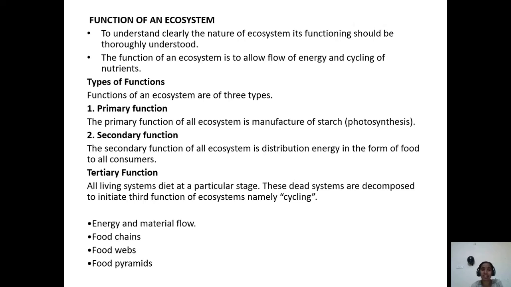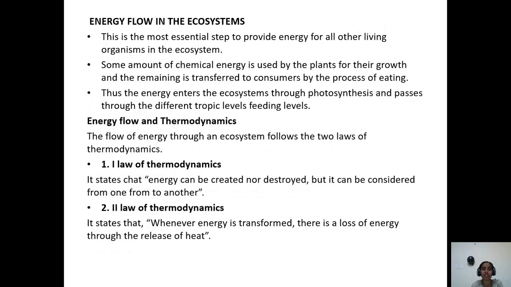And next, functions of the ecosystem. Two functions are there in an ecosystem, primary function and secondary function. The primary function of all ecosystems is manufacture of starch, nothing but carbohydrates, through photosynthesis. The secondary function in an ecosystem is distribution of energy in the form of food to all consumers. And next, some other very important functions in an ecosystem: energy flow and nutrient flow, food chain, food web, and ecological pyramids, nothing but food pyramids.